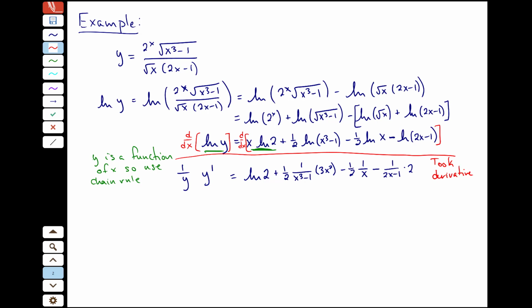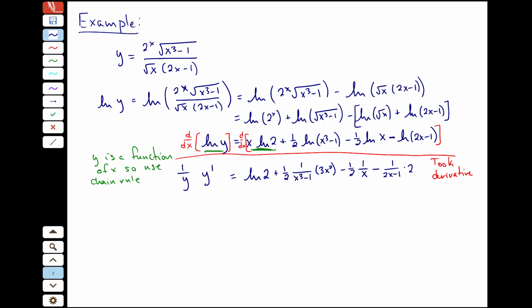And I want to separate my work from before taking the derivative and after taking the derivative, just because when I look at it, I know exactly what I'm doing. So, what did we want to do in this problem? We wanted to find the derivative of y equals 2 to the x root x cubed minus 1 divided by root x times 2x minus 1. We wanted to find y prime. Well, we have it now. We just have to solve for it.